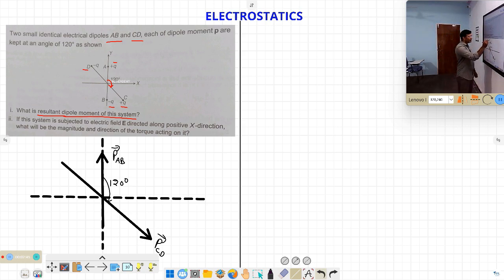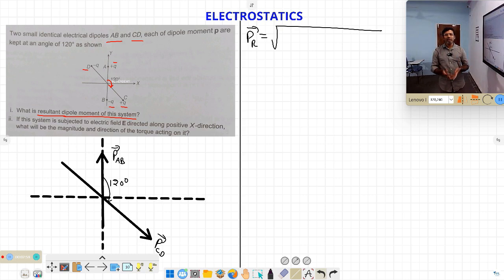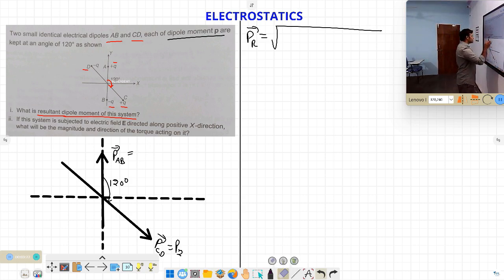The two dipoles are vector quantities, two vectors separated by a certain angle, so the resultant dipole moment is called PR. According to the parallelogram law of vector addition, the resultant is in the direction of the resultant of the two vectors. If I take one dipole moment as P1 and the second as P2, both dipoles have the same dipole moment, so I simply take each as P.